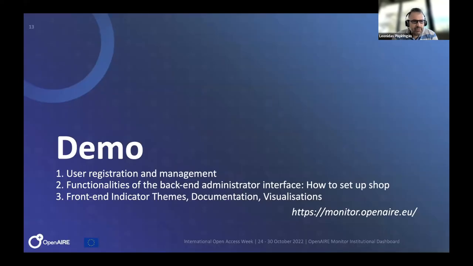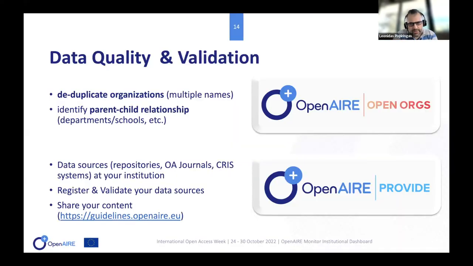Let me go back to the presentation to finish up by telling you the two important and essential steps for us in order to have data quality and validation of the institutional profile. The first of it is the deduplication of the organizations of your institution and the identification of parent-child relationships, departments, schools, and others. What we mean by deduplication: as you might already know, we gather data from several data sources around the world, globally, to the OpenAIRE Research Graph, and an institution is displayed in many of these data sources with a different name or in a different way.